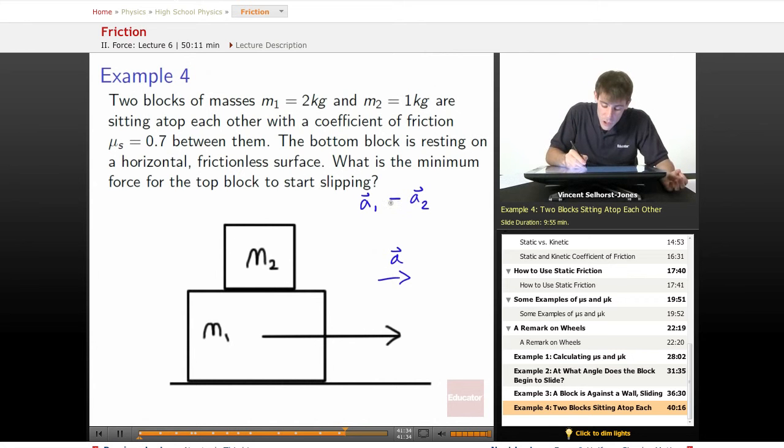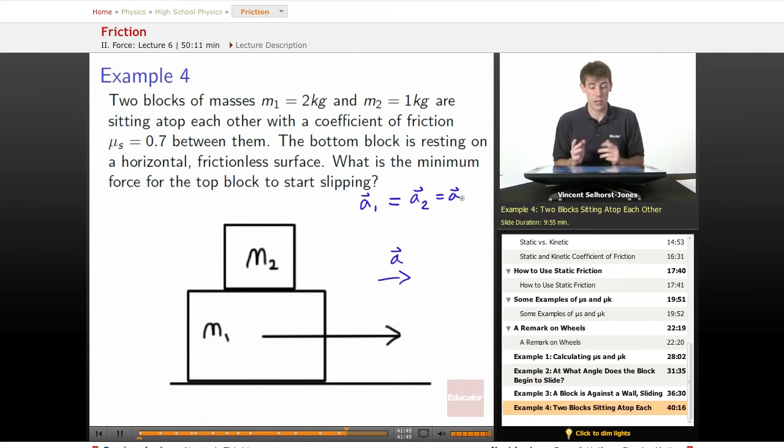So that means, just to begin with, we know that the acceleration of the first block has to equal the acceleration of the second block. So we can just call them, in general, A. So the accelerations are equal between the two. All right, what else do we know about this?